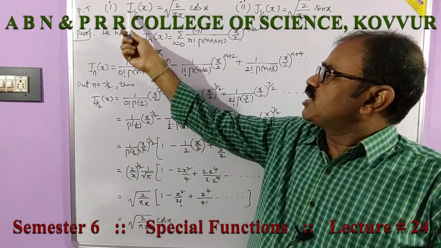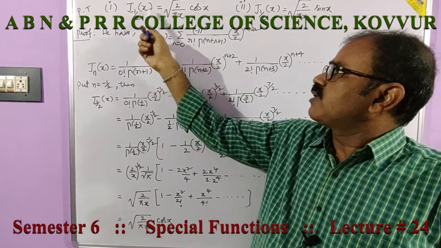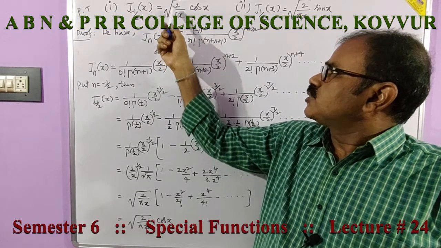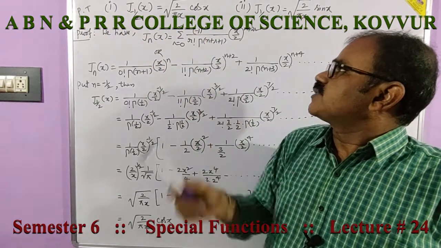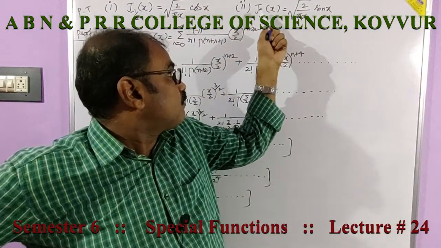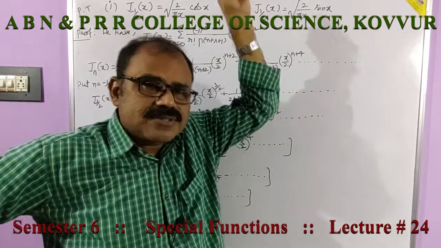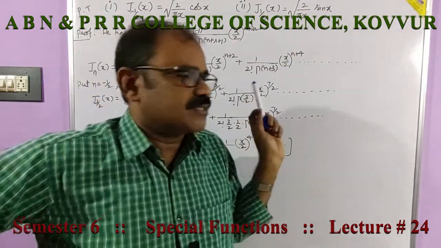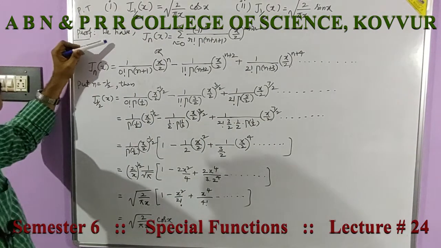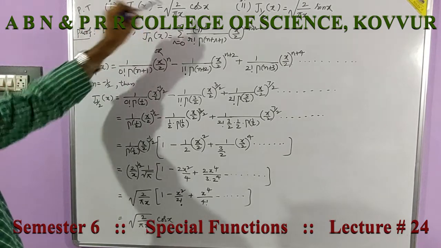We have to prove J minus 1 by 2 of x is equal to square root of 2 by pi x cos x, and J plus 1 by 2 of x is equal to root of 2 by pi x sin x. First let us see this first one. What is that? We have to prove J minus 1 by 2 of x is so and so.